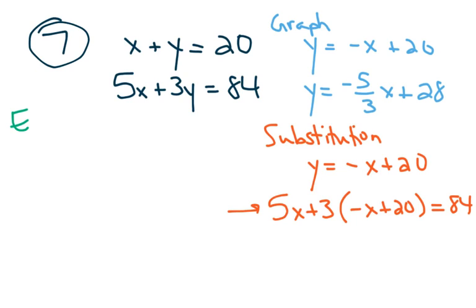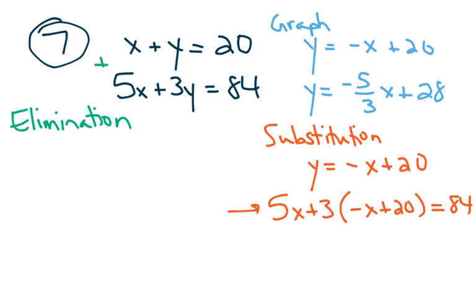The third method that I could use is elimination. This is the one you probably liked a lot in Algebra 1. In order to do elimination, I need to be able to add the 2 equations together and one of the variables eliminates. Right now, when I add them, I'm going to get 6x plus 4y equals 104. That doesn't help me any. I want one of the 2 variables to go away.